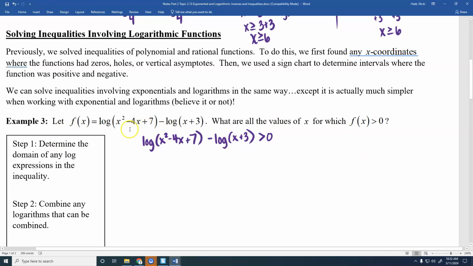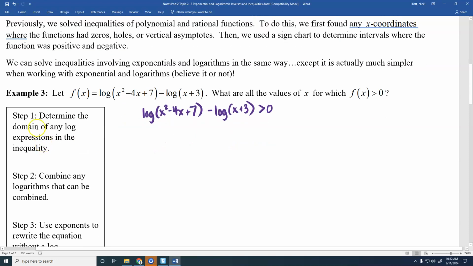So with these, you want to, oh wait, I'm forgetting something here. All right, so first of all, it says determine the domain of any log expressions in the inequality. So logs, whenever we're dealing with logs, we cannot take the log of 0 or a negative number. So that means what's on the inside of this right here has to be greater than or equal to 0. Oh no, actually just greater than, cannot equal 0. So x squared minus 4x plus 7 must be greater than 0. It's also true that x plus 3 must be greater than 0.